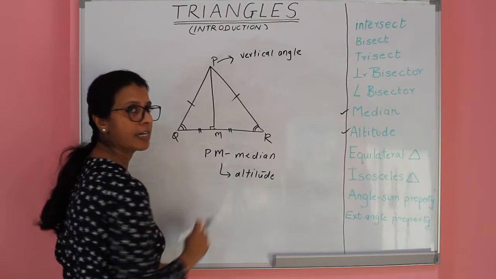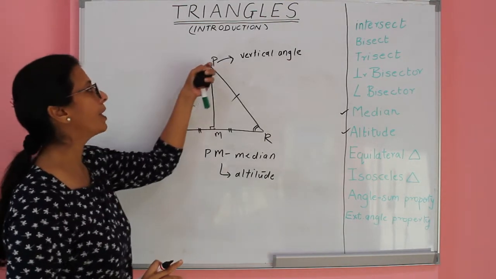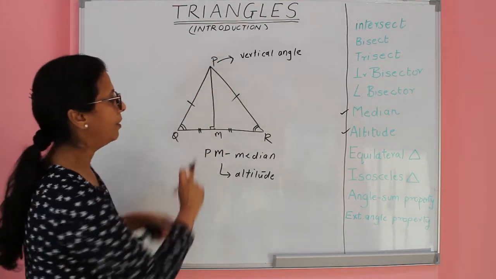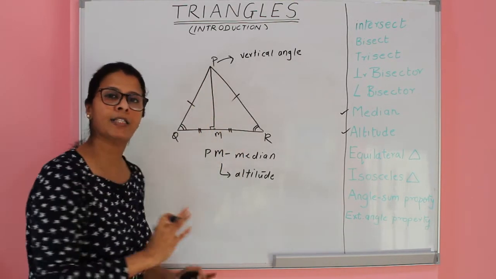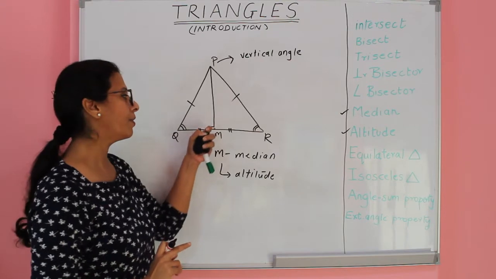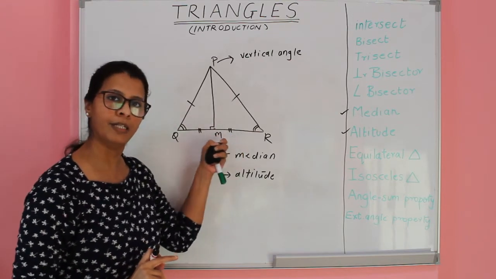For an isosceles triangle, only when I am drawing it from my vertical angle to the side opposite to it, that particular median is going to be the same as the altitude also. So it is perpendicular also and perpendicular bisector also, median also.